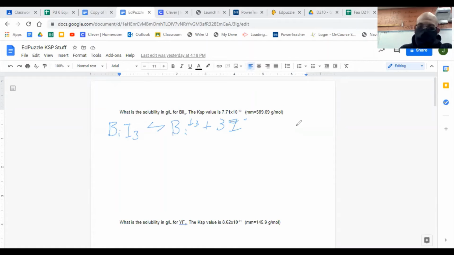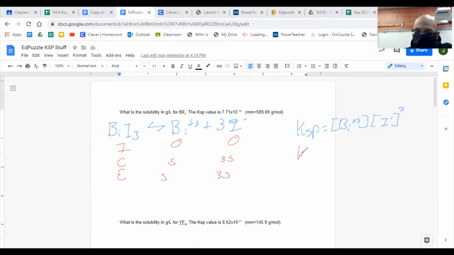All right, so let's write a quick Ksp expression. Ksp would equal bismuth and then iodine, and then we've got to make sure we cube that I because of the 3 in front. We can make an ice chart. These are zeros. This is going to appear as S. This appears as 3S.